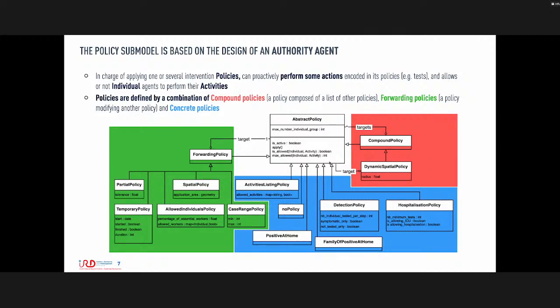The policy submodel, we paid special attention to build something very modular and flexible. So you can add policies and you can declare them in a quite declarative way, actually. You can declare policies and combine them, okay? So you have compound policies composed of a list of other policies that will be done in parallel or sequentially, etc. Forwarding policies, so policies that would modify other policies, for example, by imposing some time limits on other policies. And of course, the concrete policies, which can be detecting, hospitalizing people, testing people, already said it, but forcing people to remain at home, confining people, et cetera, et cetera.